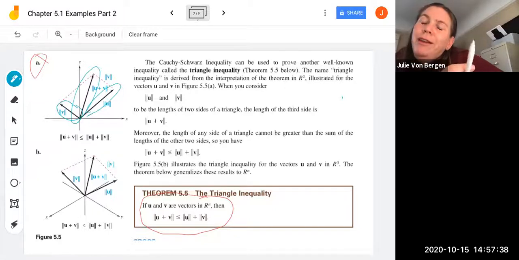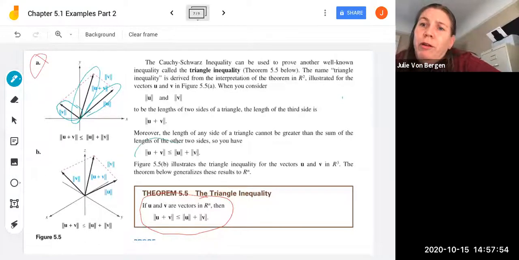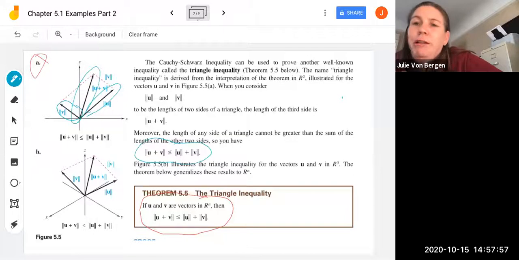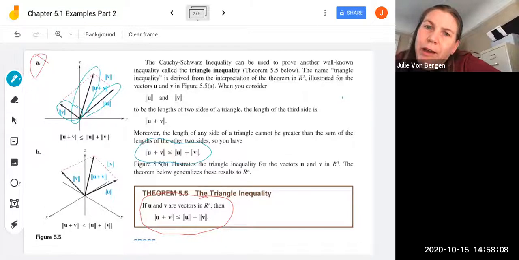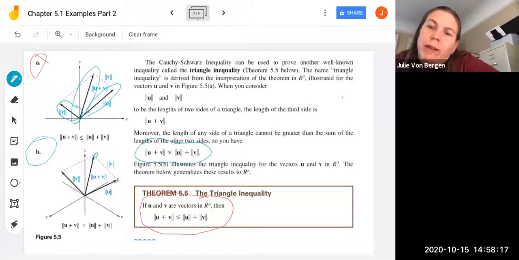So you consider that the norm of u and the norm of v are the lengths of 2 sides of the triangle, and then the length of the third side is the norm of u plus v. So the length of any side of the triangle cannot be greater than the sum of the lengths of the other 2 sides. So this follows from what we know about triangles. It also can be proven directly from Cauchy-Schwarz. So we have this relationship, norm of u plus v is less than or equal to the norm of u plus the norm of v. And then down here in part B, we've got an attempt at a 3D drawing. It's kind of hard for me to see there, but you can try to imagine that these endpoints are all in 3-dimensional space.